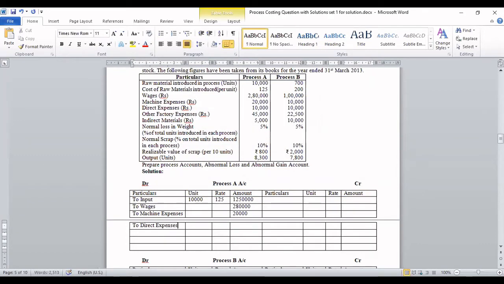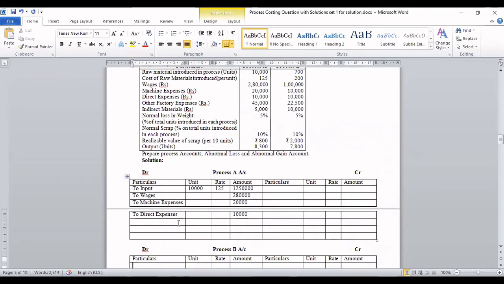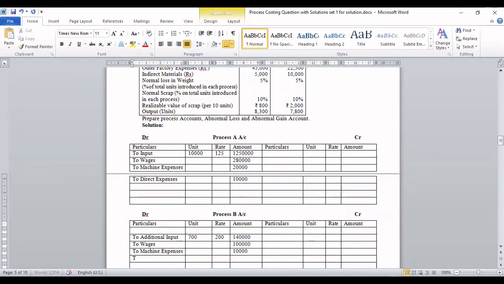There is no hard and fast rule that we have to record this first. Directly the order which is given, simply you can copy. That expense is 10,000. Similarly for process B also, we'll write direct expenses. What is the amount for process B? Yes, Pooja. 10,000.